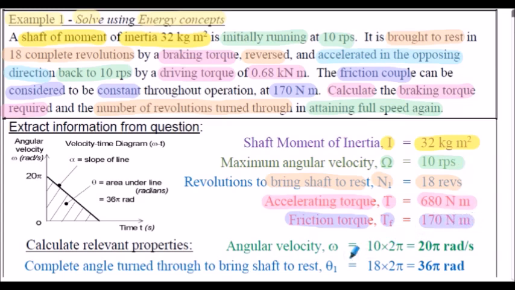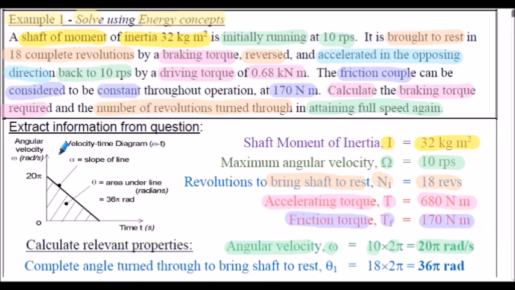So the first thing I would do is calculate the angular velocity, omega, in terms of radians per second. So in the question, the angular velocity is 10 revolutions per second. Remember that in one revolution there are 2 pi radians, so multiply that by 2 pi. So 20 pi radians per second is the angular velocity that we initially have.